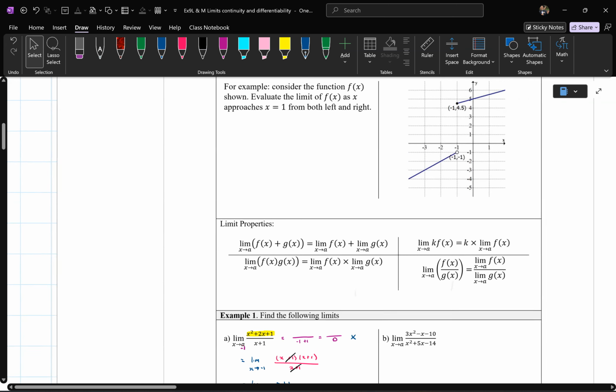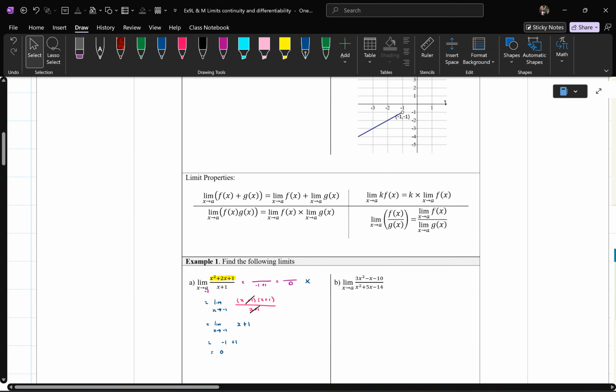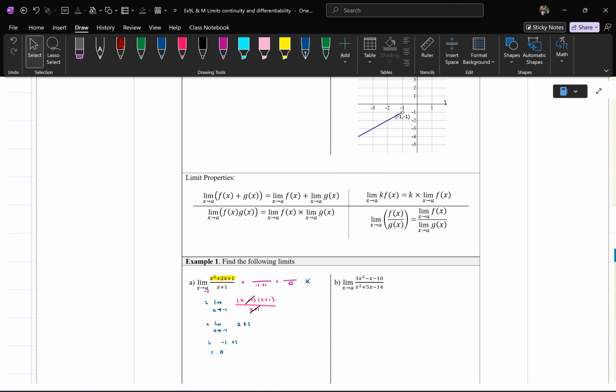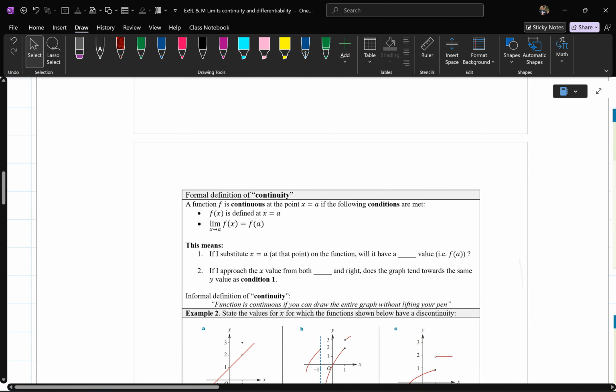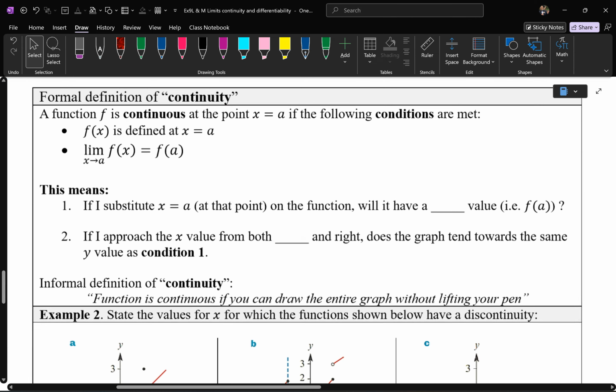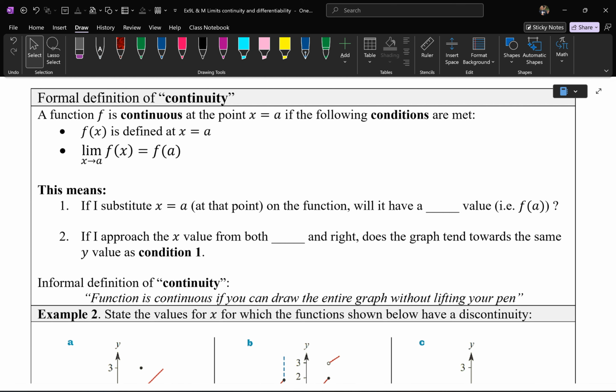That's the limits. But what I want to talk about today is not so much how to work with limits, but more about what is continuity and what is differentiability. You need to know it so that you can justify if a point is differentiable or not. Okay? So to do that, can you flip over to the next page? Let's look at continuity first, because differentiability relies on the fact that it needs to be continuous to begin with.